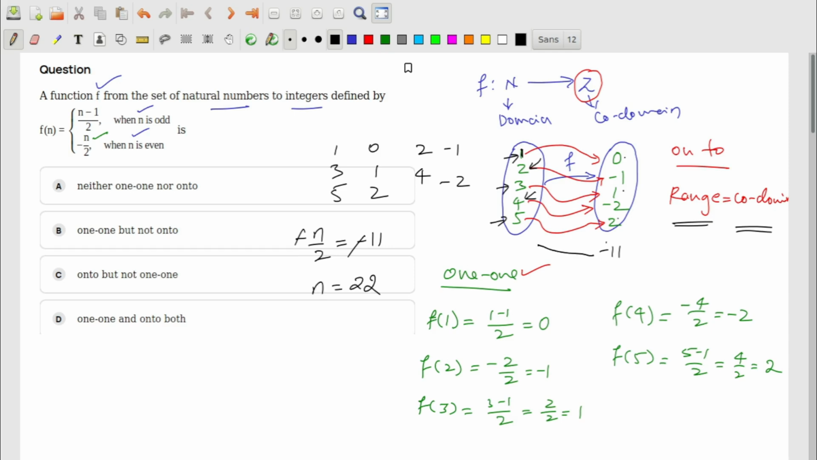So minus and minus will cancel out, then n is equal to 22, right? So what is the corresponding element here? That is 22. So similarly, you take any integer, you will get a distinct pre-image in the first set, all right? Hence it is both one-one and onto. So the correct option is D.